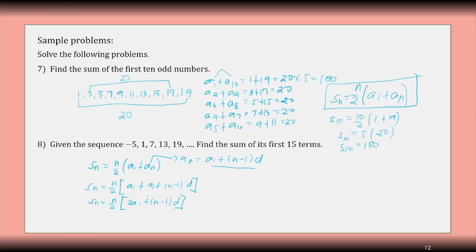So, alin ang ating given? Ang given natin is A sub 1 is negative 5. Ano pa ang given natin? N. Ang n natin is 15 daw. Then, ang last term hindi given. Ang common difference makukuha natin. So, yan ay negative 5, 1, 7, 13, 19.